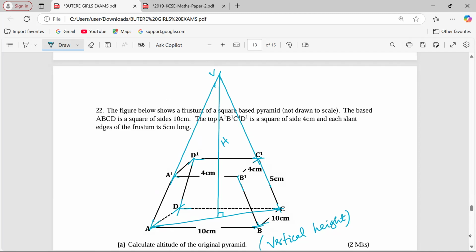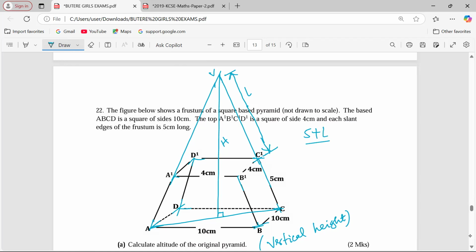So we are going to apply similarities and enlargements in this case, so that we first get what we are calling the slanting heights. For us to get a frustum, we need to realize that there is a small cone which was cut off here, which is also having a slanting height, small letter L. So we say the biggest slanting height of the original cone will be 5 plus L.